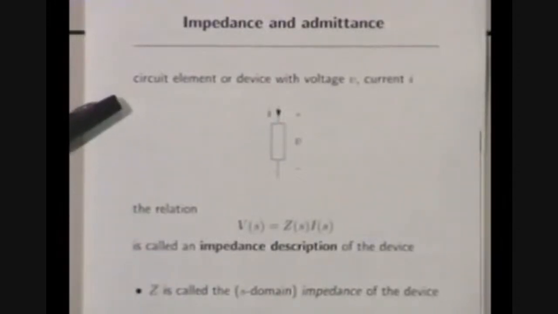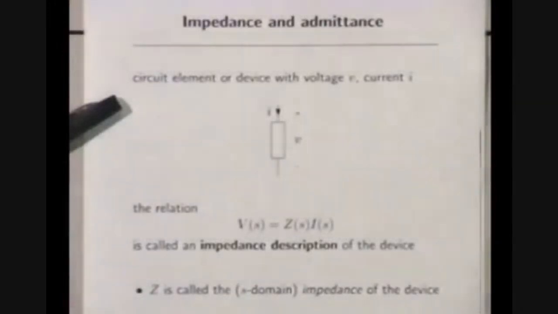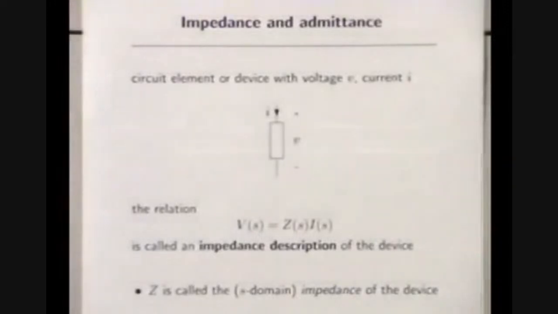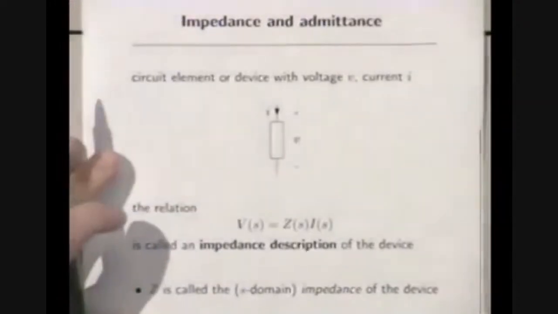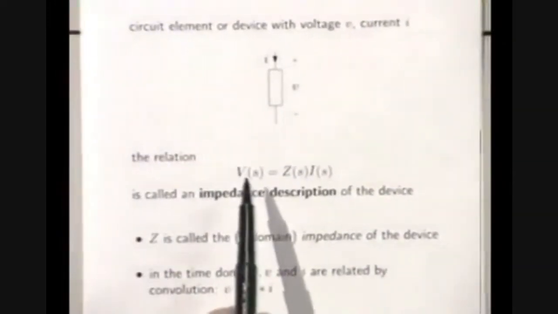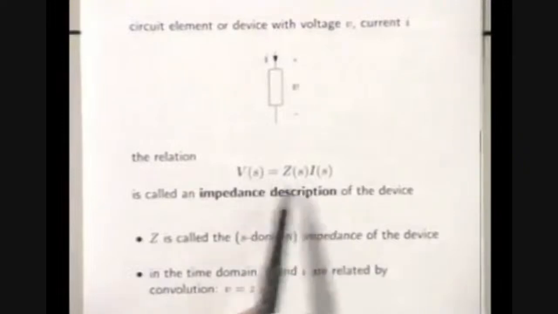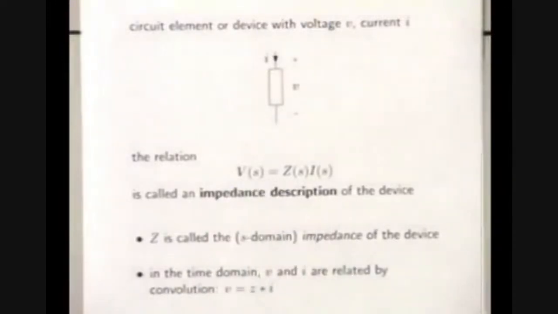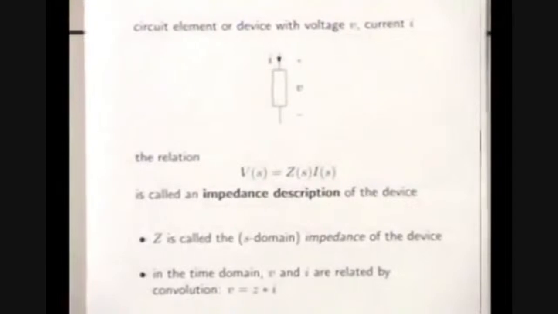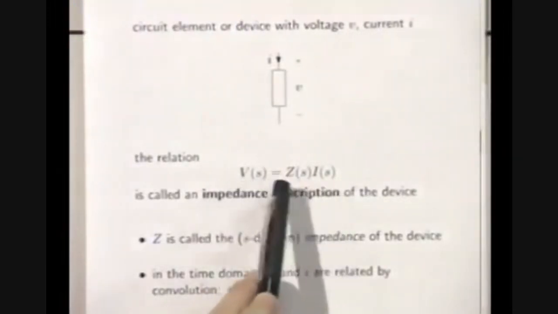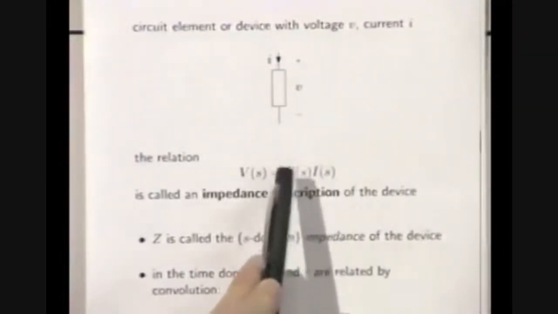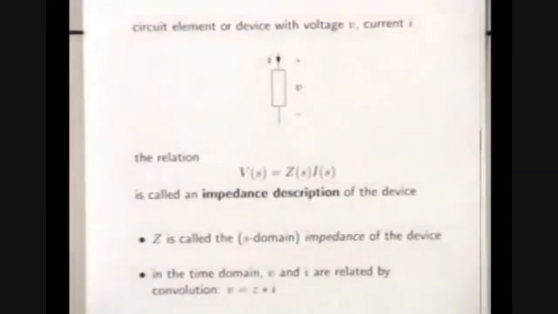Okay. Last time we looked at this idea of impedance and admittance. So the idea is this: if you have some electrical element and the relationship between the voltage and current is given by multiplication in the frequency domain, so multiplication of Laplace transforms, then you say it has an impedance description. Here, the Laplace transform of the voltage is the Laplace transform of the current times the Laplace transform of something, which we'll name later. This is called the impedance of the device.